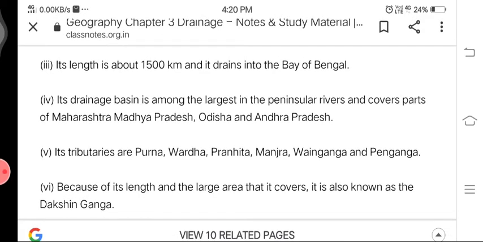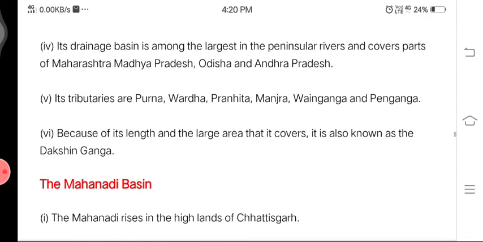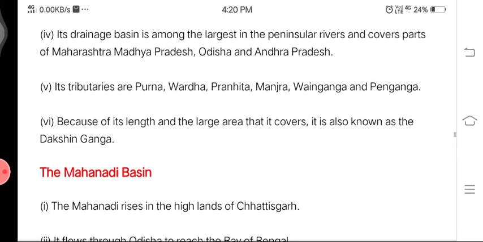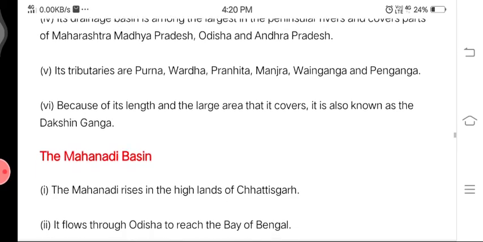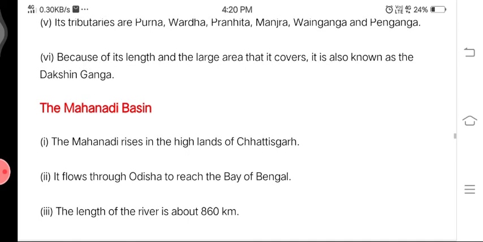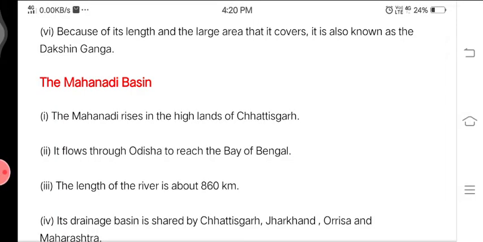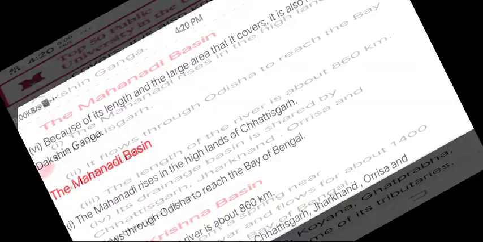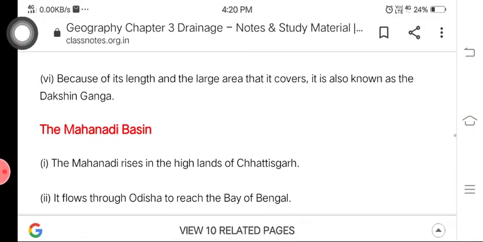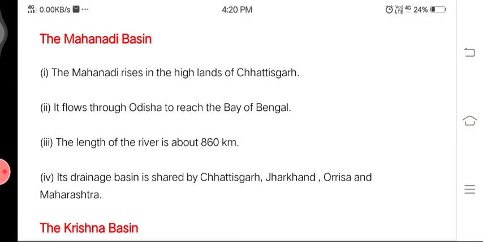Because of its length and the large area it covers, it is known as the Dakshin Ganga, because it is the largest river of the peninsular river system. Now we talk about the Mahanadi Basin. The Mahanadi rises in the highlands of Chhattisgarh. It flows through Odisha to reach the Bay of Bengal. The length of this river is 860 kilometers.